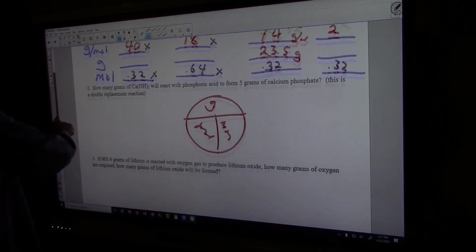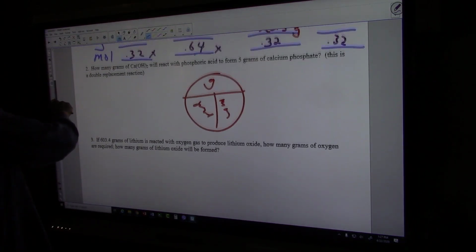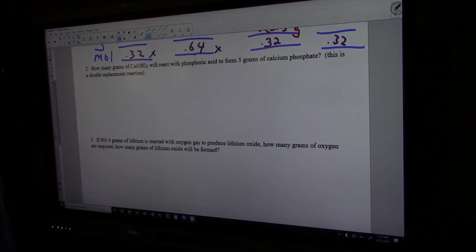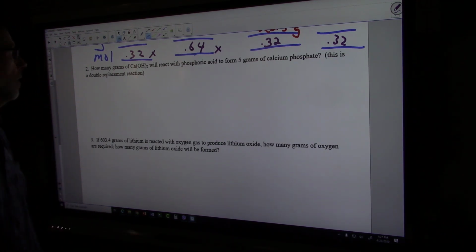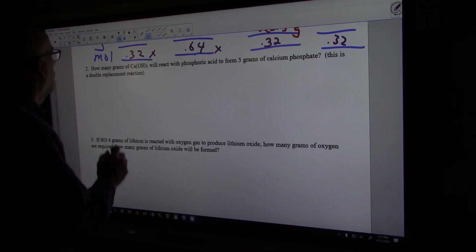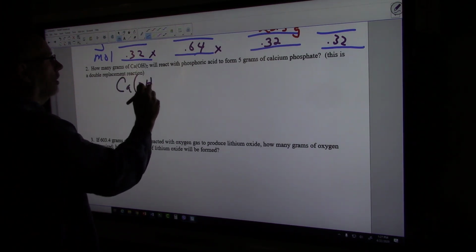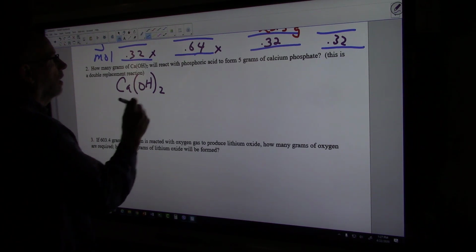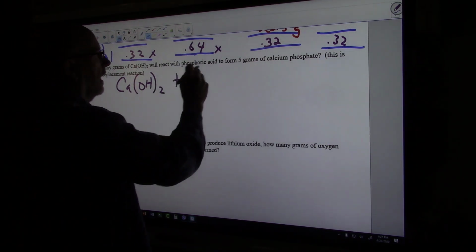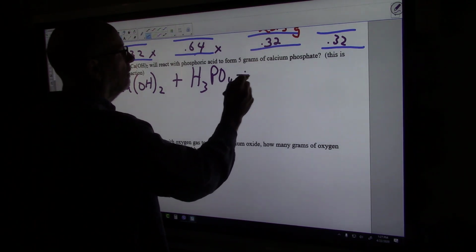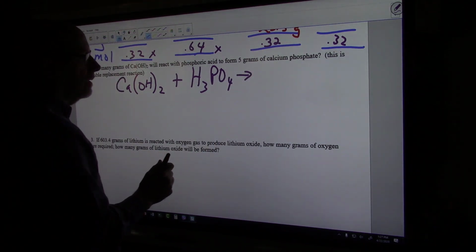Let's do another one. Whoops, too far. How many grams of calcium hydroxide will react with phosphoric acid to form 5 grams of calcium phosphate? Ooh, hey, this is a good one. How many grams of Ca(OH)2 will react with phosphoric acid, H3PO4? It's on the flashcards, to form, uh-oh, I didn't give myself enough space here.